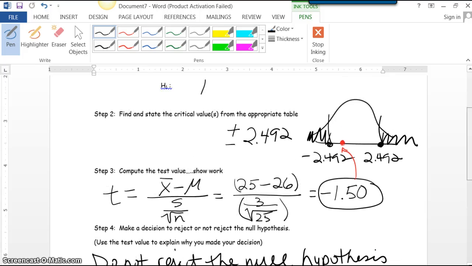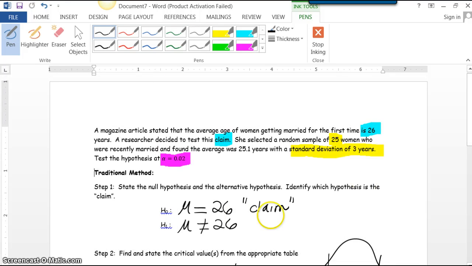Then let's look back up at our hypotheses. We are not able to reject the null. We cannot reject this, so we cannot reject this claim. That creates a little muddy water because it doesn't really mean the claim is true. You just can't reject it.